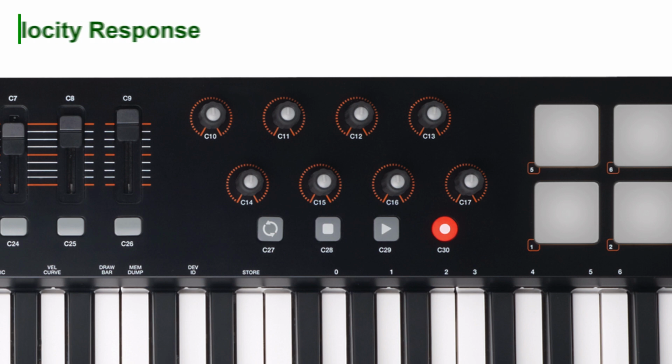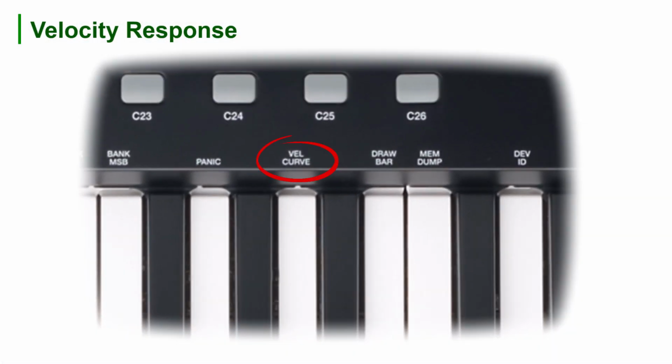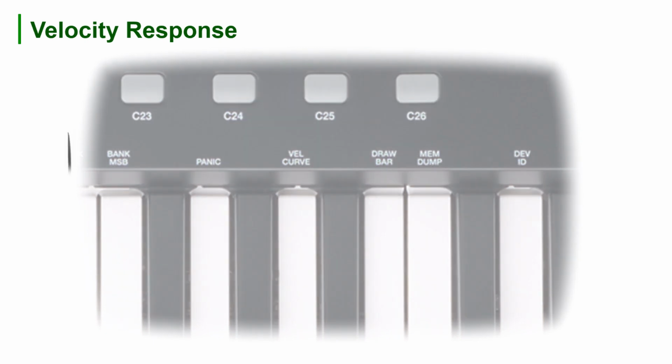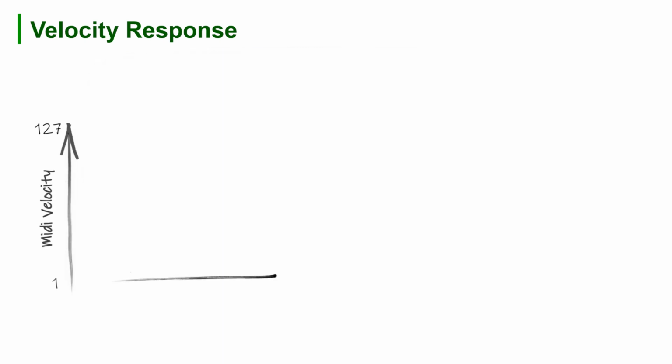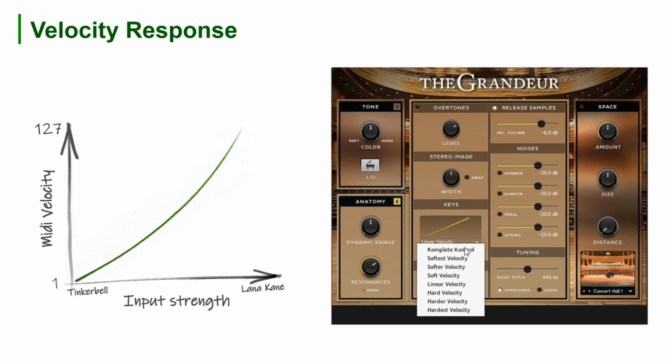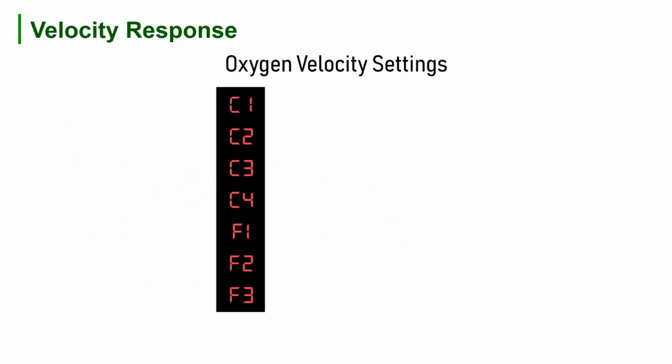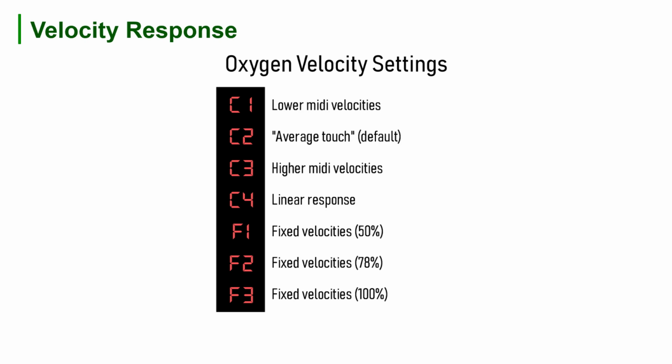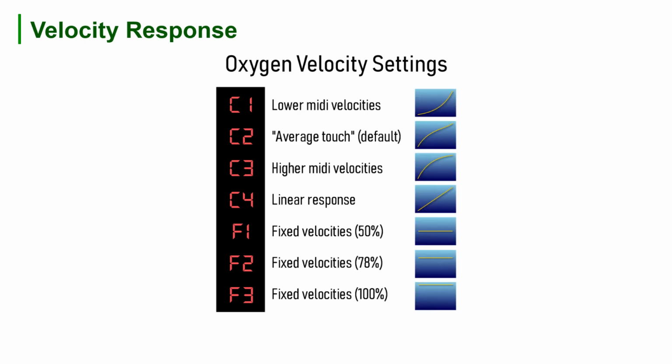The final basic feature I should mention is that you can customize the velocity response of the keybed. That is to say, you have a little bit of control over the velocity values of your MIDI notes in relation to how hard you hit the keys. This feature is quite common in many virtual instruments, so you may have come across velocity response curves before, such as this little graph in The Grandeur by Native Instruments. The Oxygen has 7 different sensitivity settings, which are listed in the manual, and if M-Audio liked creating cute little graphs, they might look something like this.